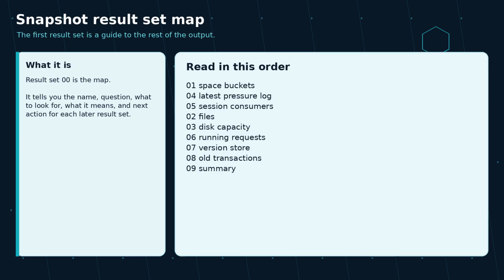The first grid is a map of the remaining outputs. It tells you the question each result set answers, what column to inspect, what the finding means, and what to do next. For a quick investigation, read result set 01 first to identify the type of space usage, result set 04 to confirm the lab status and session, and result set 05 to identify the owning login, host, and program. Then use the file, disk, request, and transaction results to complete the diagnosis.